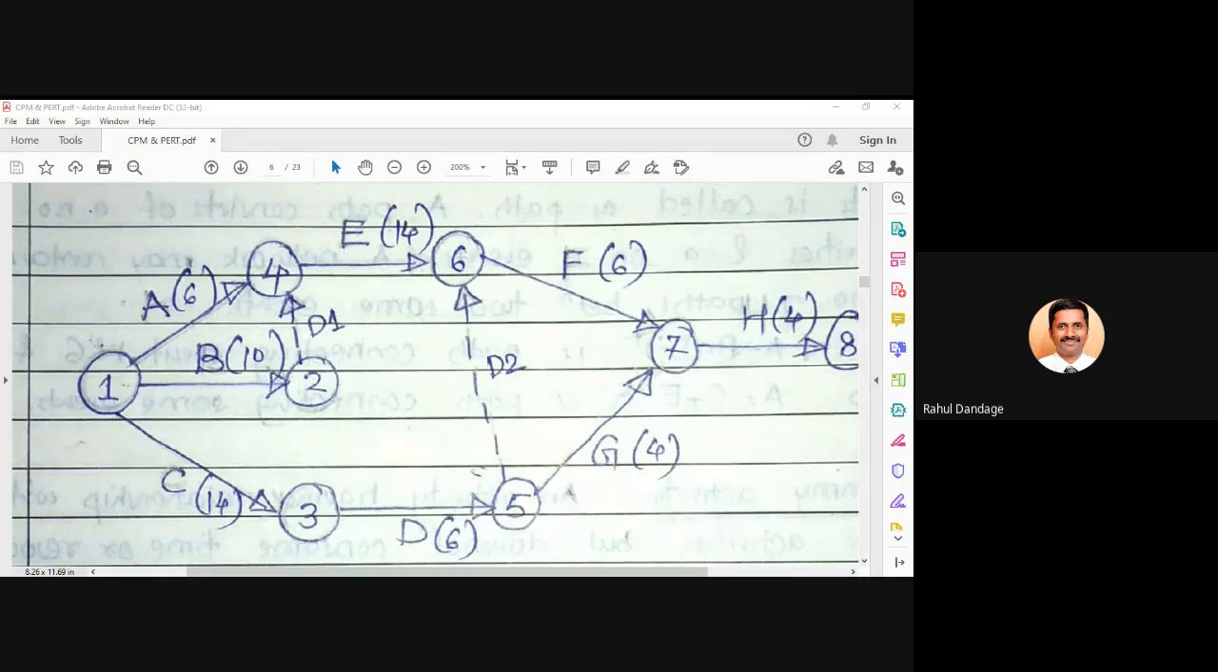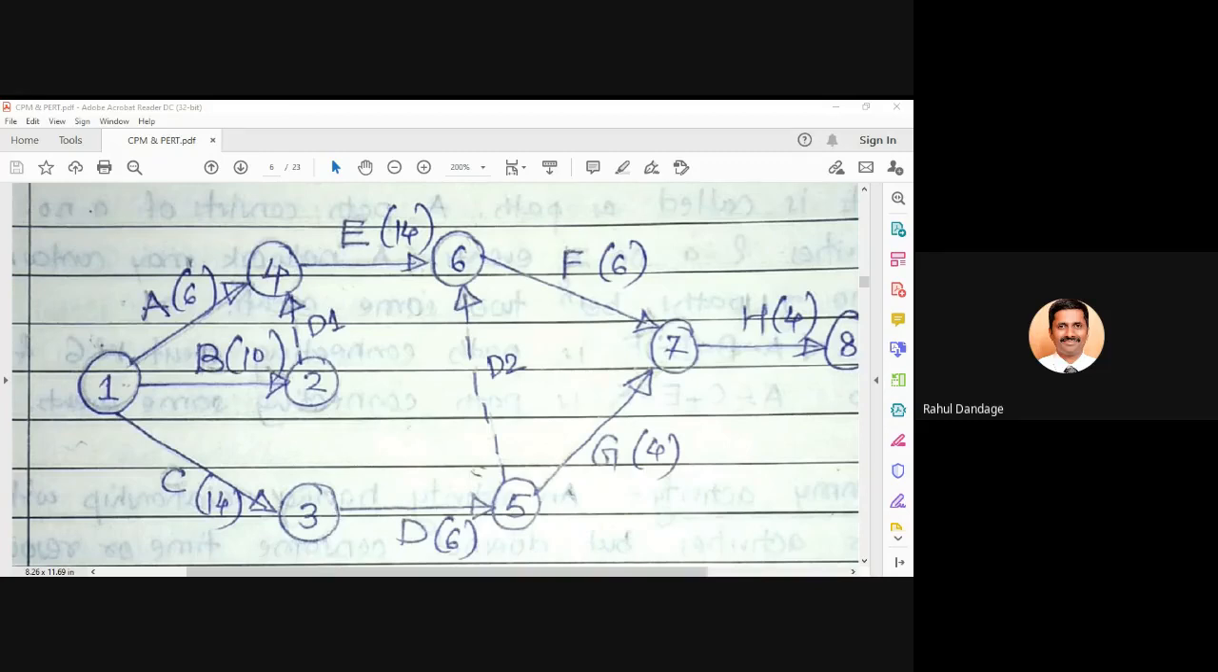So dummy activities we should show by dotted lines, and they should be applied only if they are required. Unnecessarily, we should not go on, just because they are not consuming any duration, simply connecting all the events with dummy activities. This should not be the approach. We should not connect 2 to 3, 3 to 6, 2 to 6 by dummy activities because they are not consuming anything. We have to incorporate a dummy activity only if it is required.